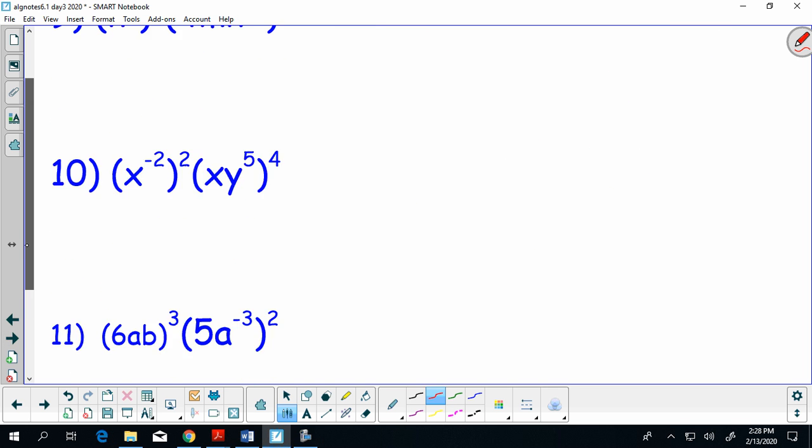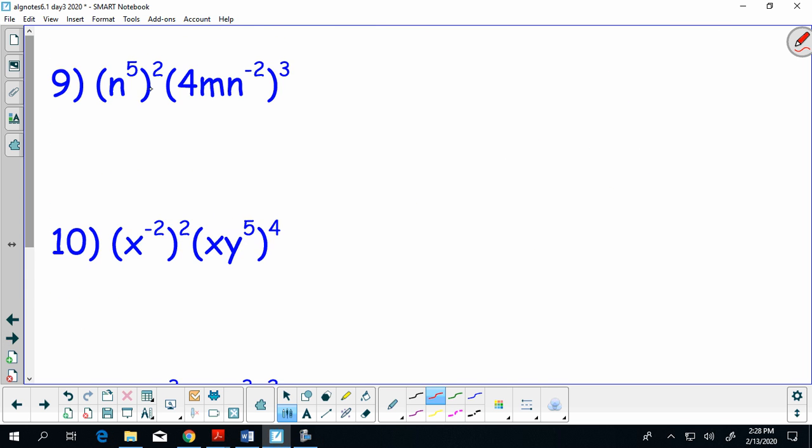Okay, so they're getting a little longer now. You can see there's multiple parentheses. So I've got power to a power here, and I've got a product to a power here, which is the same thing. Okay, so this part right here would be n to the 10. I just multiplied 5 times 2. The 4 has a 1 exponent, and the m has a 1 exponent. This is a huge multiplication problem.